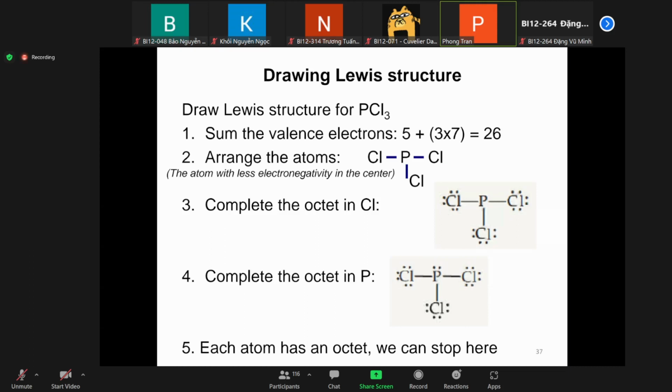Next step, you arrange the atoms. Because phosphorus has lower electronegativity compared with chlorine, you put the phosphorus in the center and 3 chlorines around. And then you make a single bond between each chlorine and the phosphorus in the center. So you have 3 single bonds as you see here.